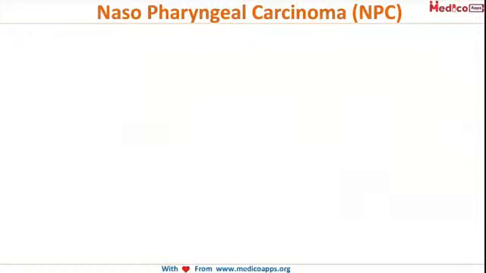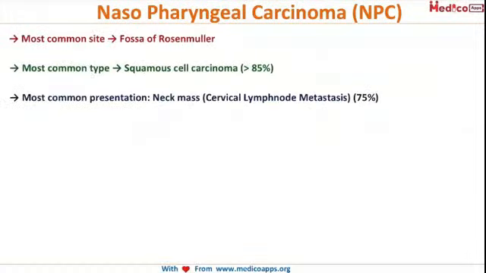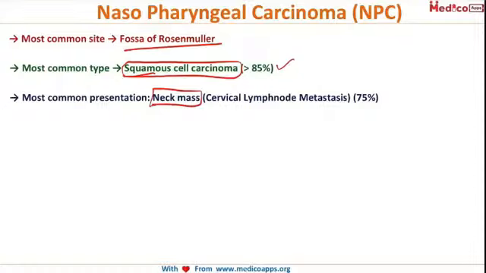Okay. Now let's look at where is the most common site of the nasopharyngeal carcinoma. It is the fossa of Rosenmüller. Okay, and the most common type is of course the squamous cell carcinoma. That is more than 85% of the nasopharyngeal carcinomas are of squamous cell type, and the most common presentation is as a neck mass. Obviously, that is easy to understand, and 75% of them produce cervical lymph node metastasis.